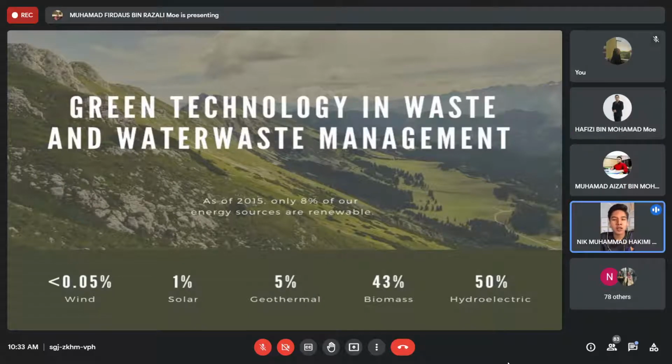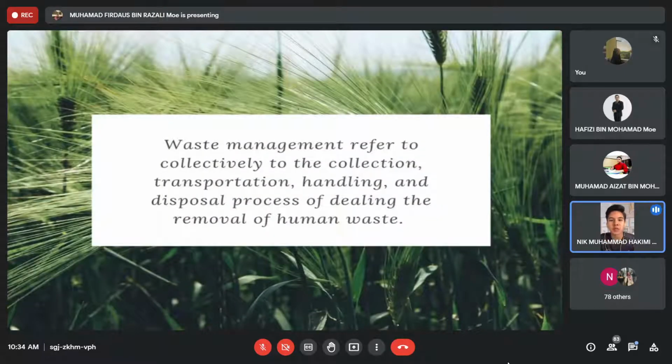Okay, so let's go to green technology in waste management. So what is waste management? Waste management refers collectively to the collection, transportation, handling and disposal process of dealing with the removal of human waste. Maksudnya dekat sini, waste management ni pengurusan pembuangan sisa dari manusia. Faham?